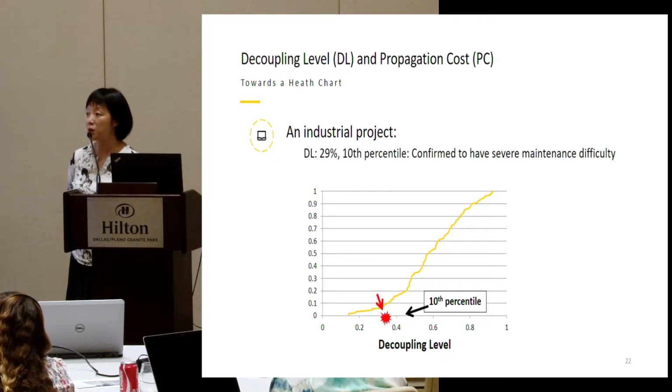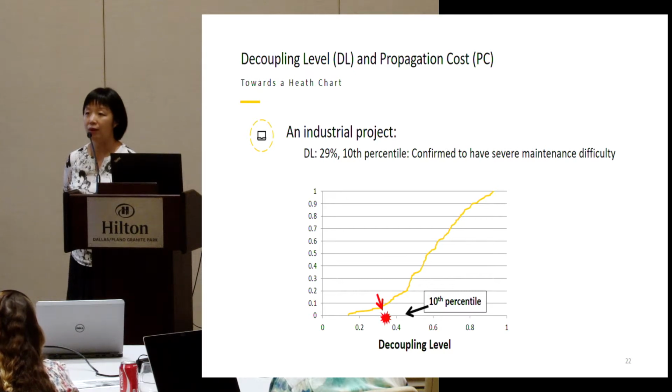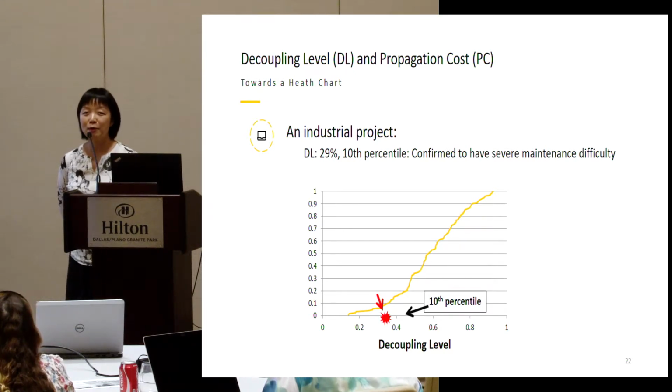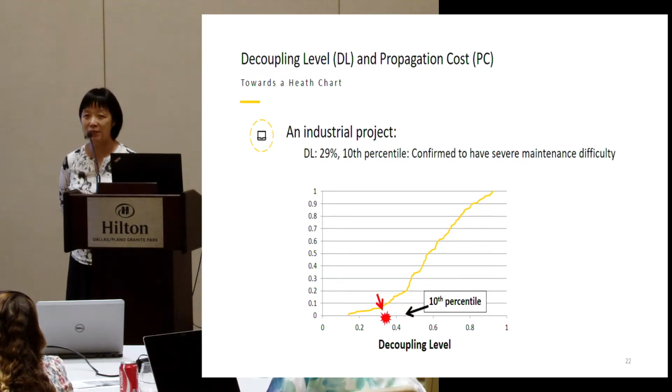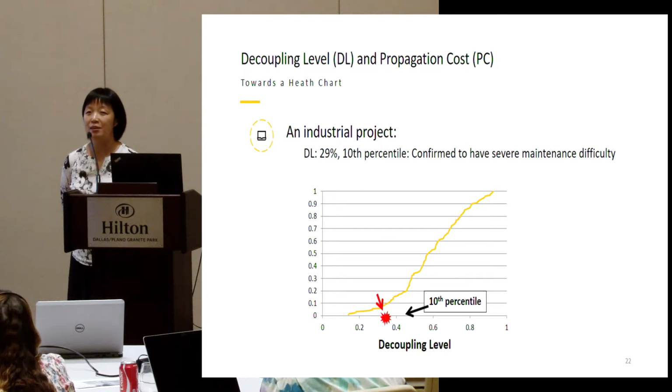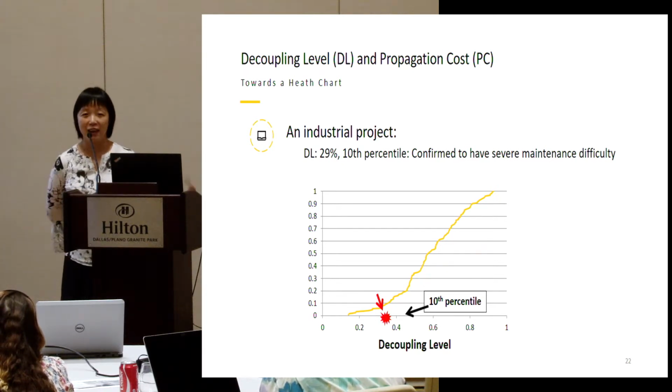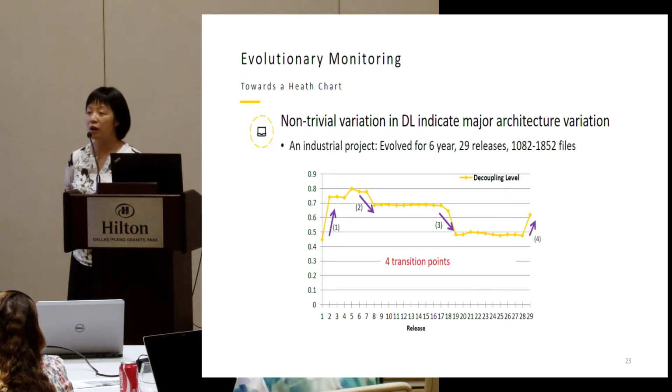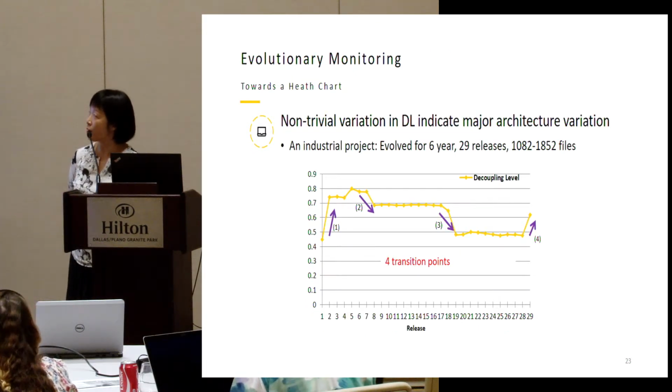And once we gave this number to the company, it was immediately accepted. Now they realize how bad their system is. Previously, they just had an intuitive feeling that this is bad and very hard to maintain, but they didn't know how bad it is. Now they can tell they are worse than 90% of other systems. That's pretty bad.